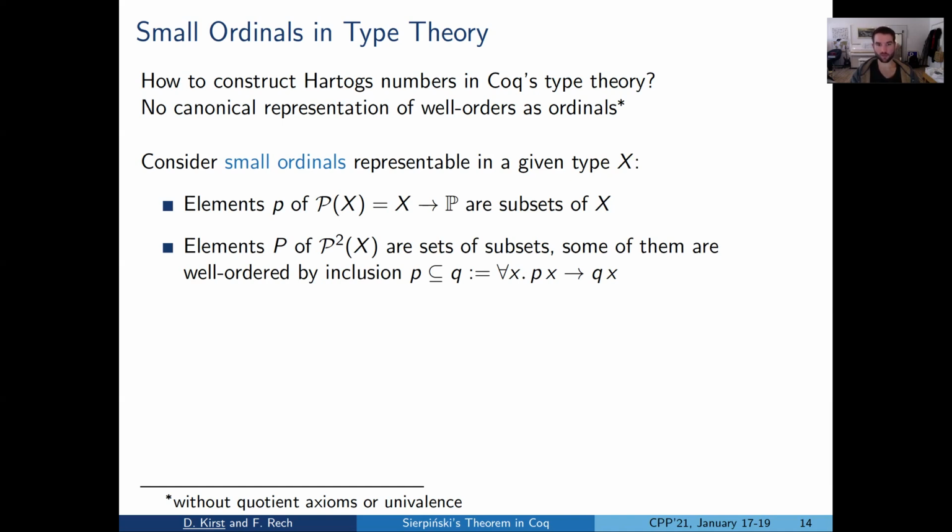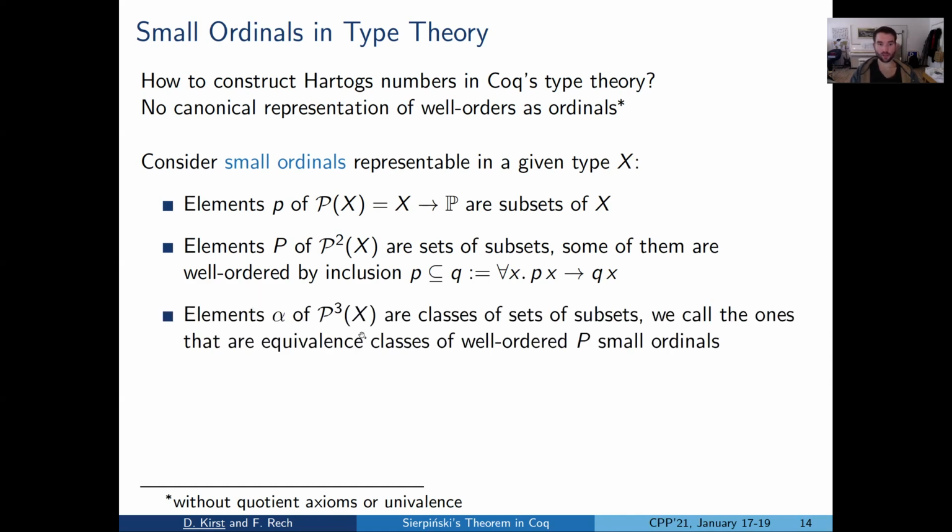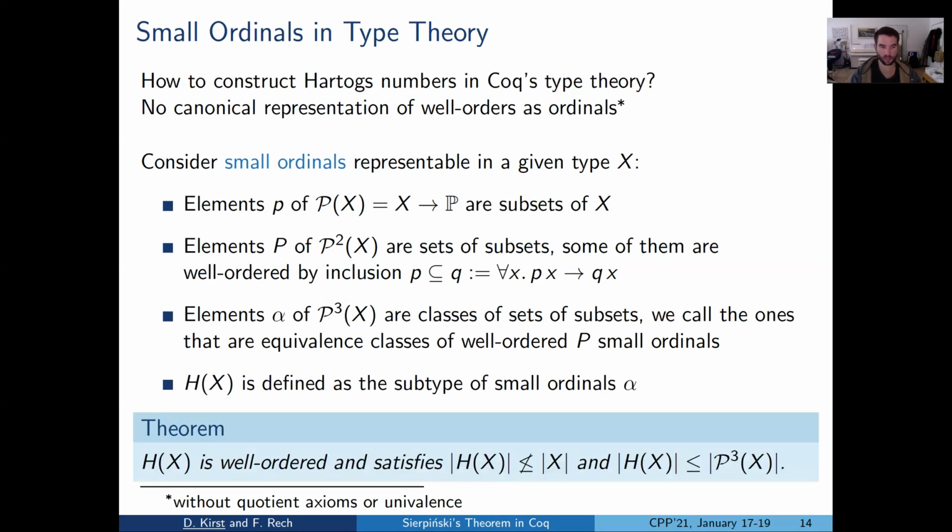And some of these sets of subsets could even be well ordered. And now if we add another layer of power types, then we have classes of sets of subsets. And some of those might happen to be equivalence classes of well orders, so well-ordered sets of subsets as before. And those particular equivalence classes are called small ordinals. And we can isolate them in the subtype H of X, which exactly contains the small ordinals within our starting type X. And now we can verify that this type H of X has the expected properties.